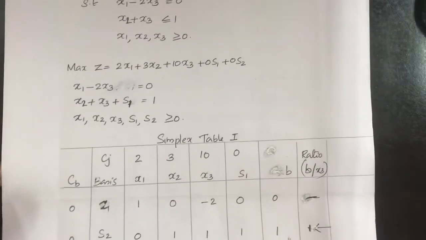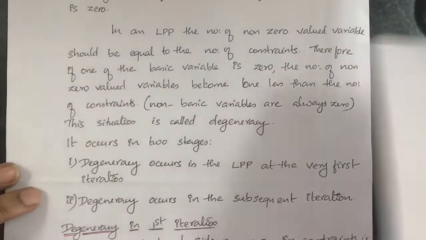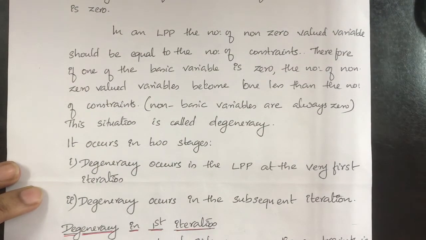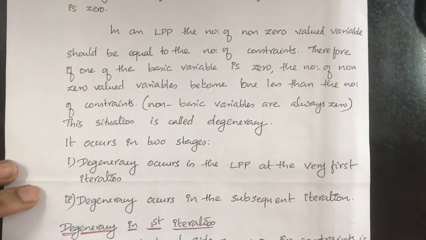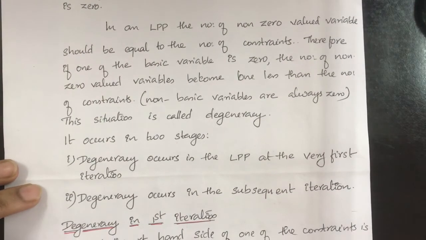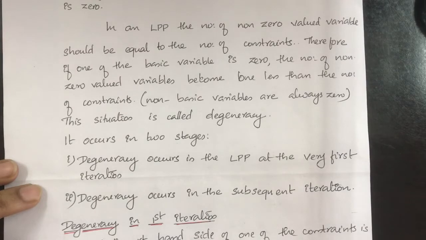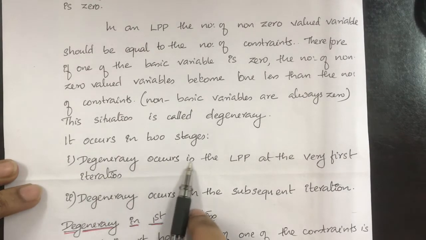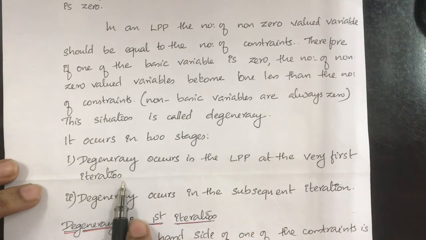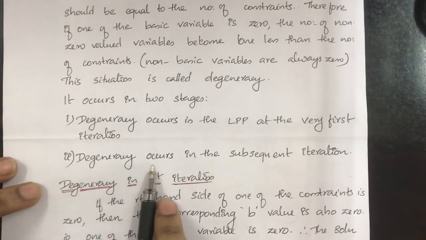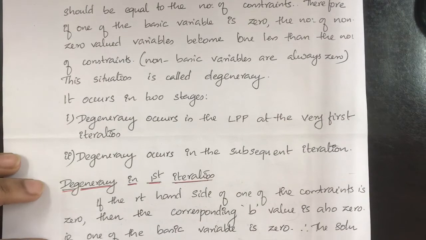I will show an example. Degeneracy means actually, when we are trying to solve a problem, if an equation's or constraint's right side value is 0, which means the basic variable's value is 0 in the initial basic feasible solution onwards, that is the first type of degeneracy, that is, degeneracy occurs in the LPP at the very first iteration. Second is degeneracy occurs in the subsequent iterations also.